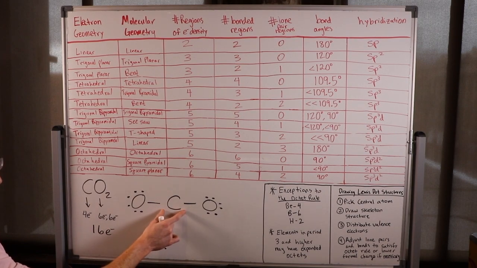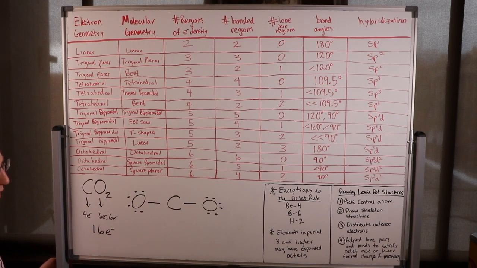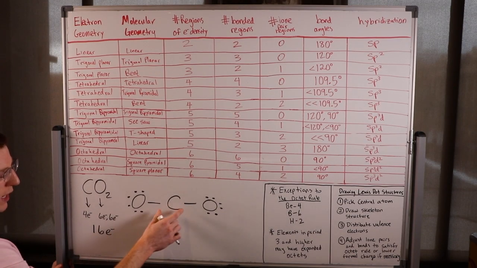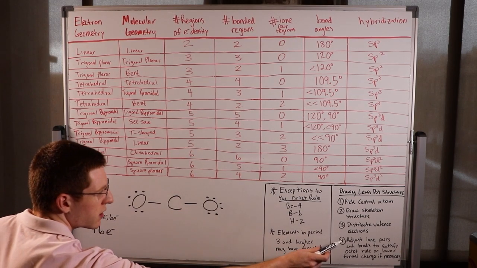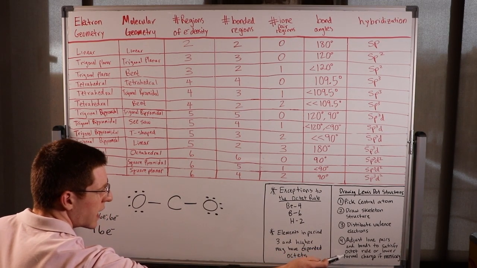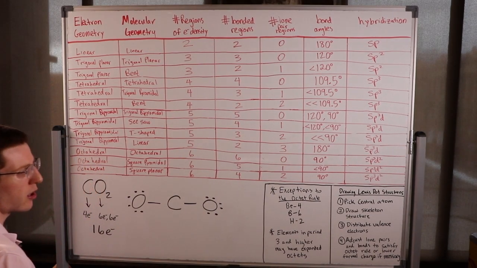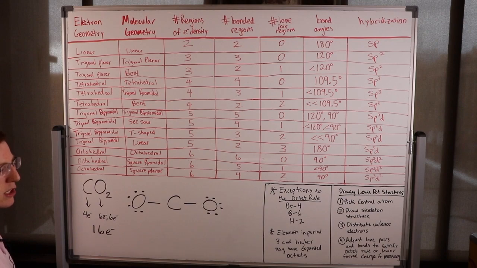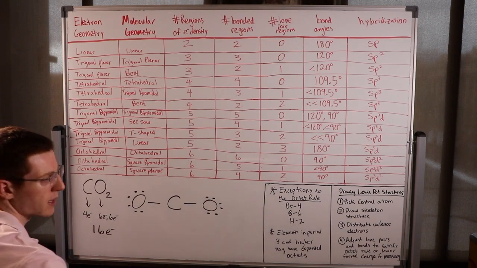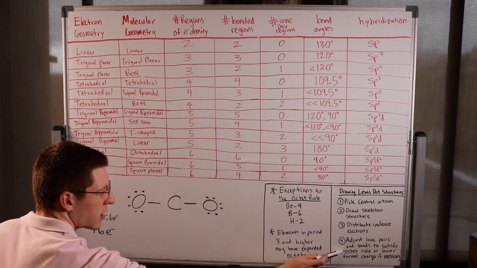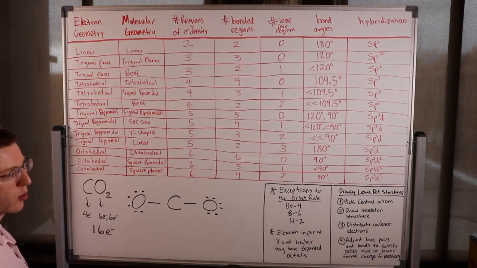So the problem is, though, I don't have a satisfied octet for my carbon. Carbon wants 8 electrons, right? So what I have to do here is adjust the lone pairs or the bonds to satisfy the octet rule. And also I have written up here formal charge, you have to adjust for that in certain cases. So that's less common. You really always want to look at the octet rule. The formal charge is really only more important when you're looking at something like a resonance structure.